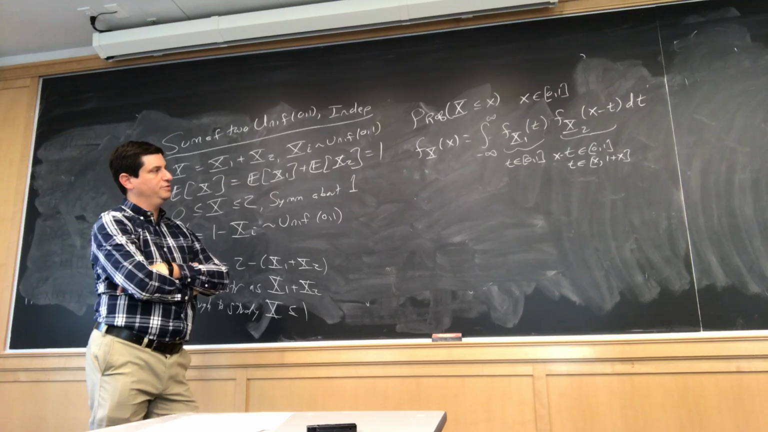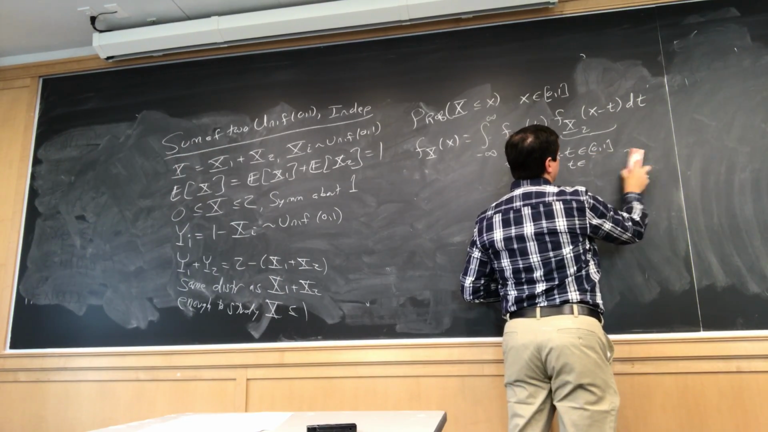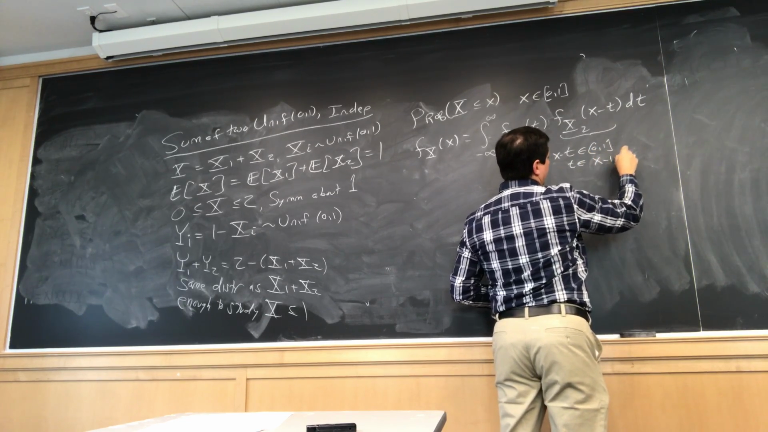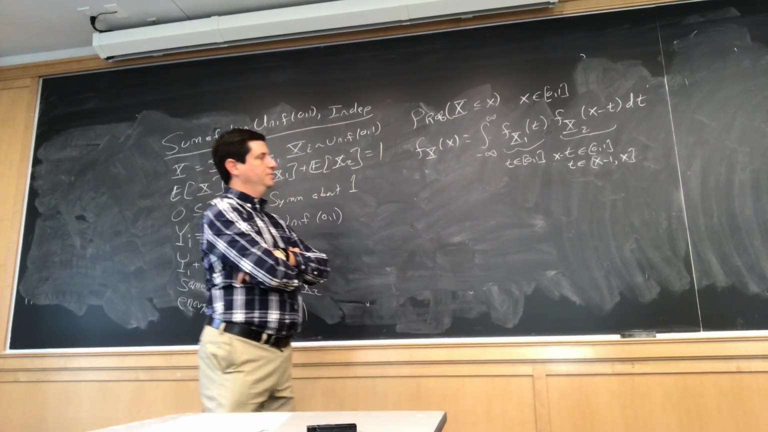Oh, what did I do? Oh no, I did it wrong. It's x and then x minus 1. So it's x minus 1, x. Sorry. So I want to put t over to the other side.